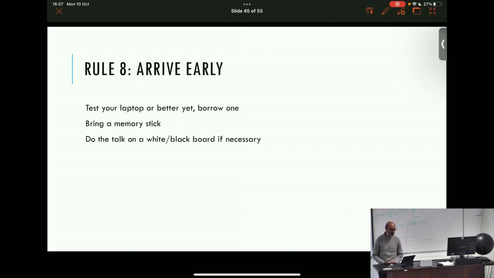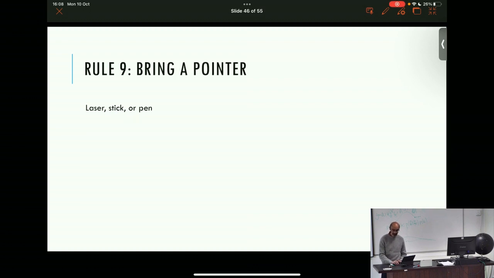Arrive early, right? Test your laptop, make sure it works. So I arrived early for this talk, and so should you for a talk. Bring a memory stick if the connection wouldn't work, and then do the talk on a blackboard or whiteboard if necessary. Remember enough about the talk. That shouldn't happen, but I had to do it once. Bring a pointer, laser pointer, or stick, or a pen. It's useful, or just grab a marker.